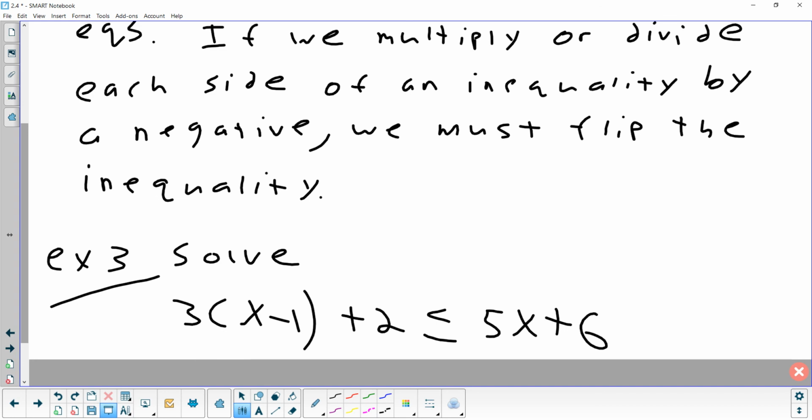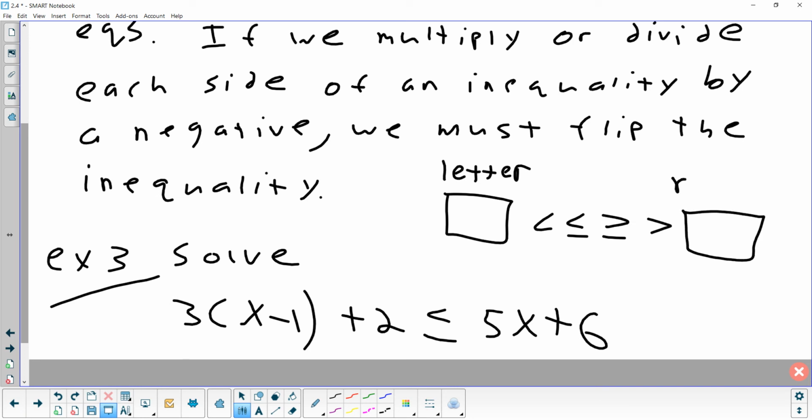And sometimes, depending on how you solve it, you can kind of get away with not flipping it, by the way you arrange it as you solve it. But sometimes you just end up with a negative no matter what you do, and then you gotta flip it. In general, it's a good idea to write our answers this way. In this box would be the letter, and then here would be one of these 4 symbols. And then in this box would be a number. So generally we like to write it letter on the left, then the inequality symbol, then the number on the right.